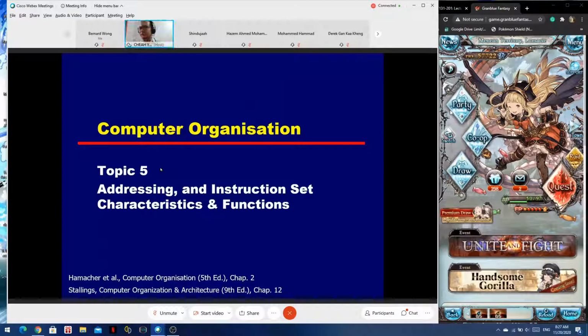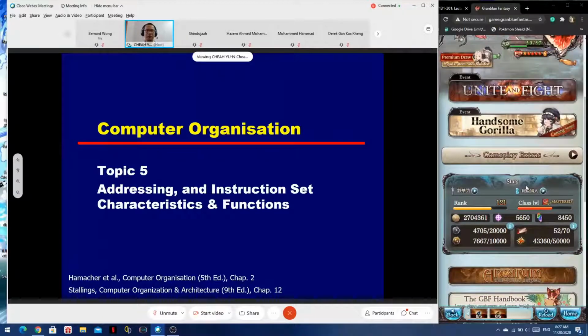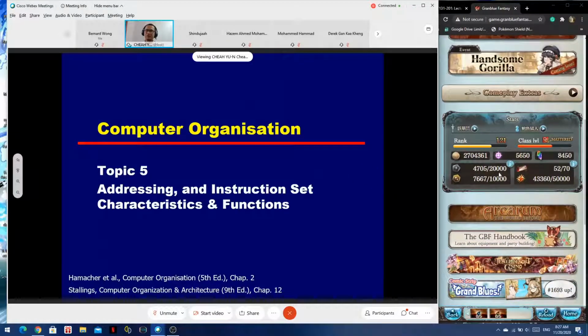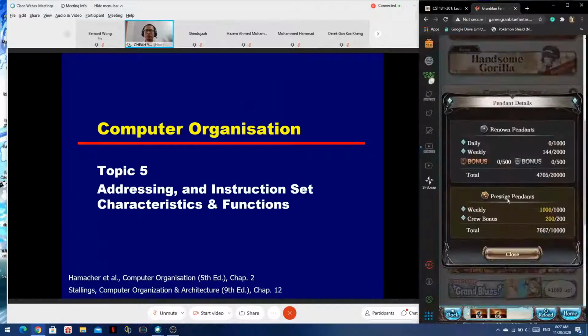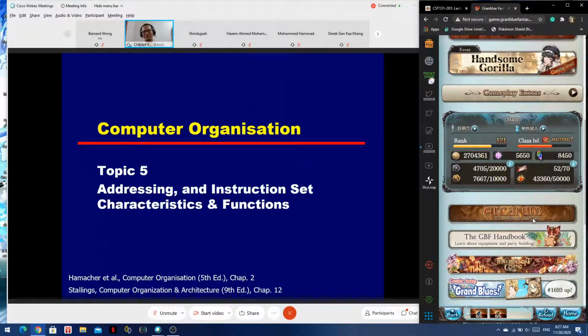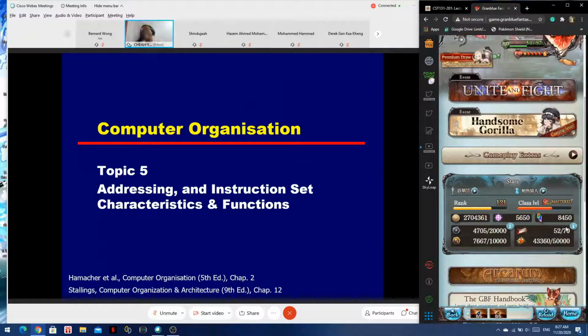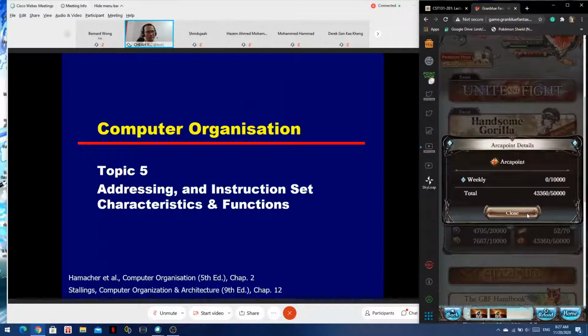This is the second last topic for my half of the course, and this is about addressing instruction sets and also instruction set characteristics and functions. So forget about all the Boolean stuff and all the digital logic stuff. We're now moving into another topic altogether on addressing an instruction set.